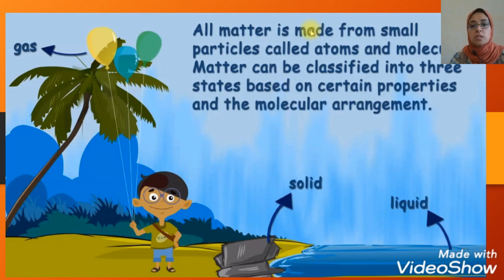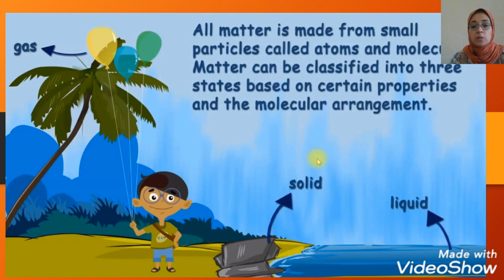And all matter is made from small particles called atoms and molecules. So simply, all the matter around us exists in three states: solid, liquid, and gas. Matter can be classified into three states based on certain properties and the molecular arrangement.